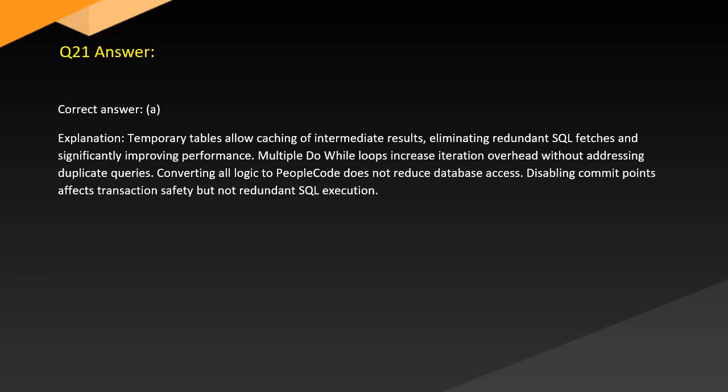Answer. Correct answer: A. Explanation. Temporary tables allow caching of intermediate results, eliminating redundant SQL fetches and significantly improving performance. Multiple do-while loops increase iteration overhead without addressing duplicate queries. Converting all logic to PeopleCode does not reduce database access. Disabling commit points affects transaction safety but not redundant SQL execution.